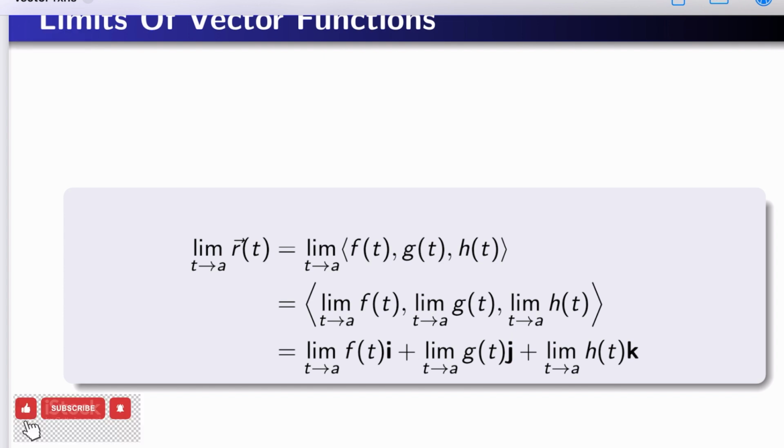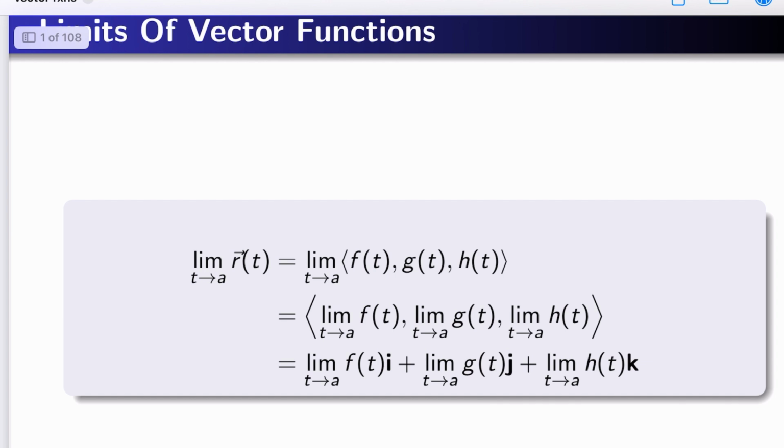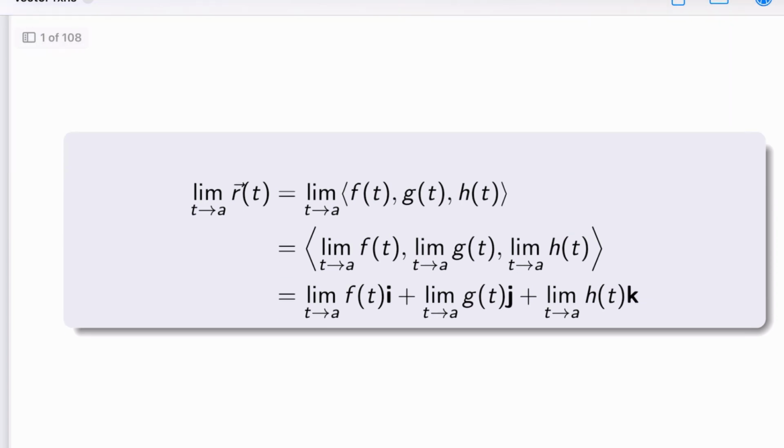Now to take the limits of this vector function, we are going to take the limits of each of the components. Thus, we first take the limit of the i component, then the limit of the j component, and that of the k component. So here our result is going to be a vector in this case. Now let's take our first example on taking limits of vector functions.